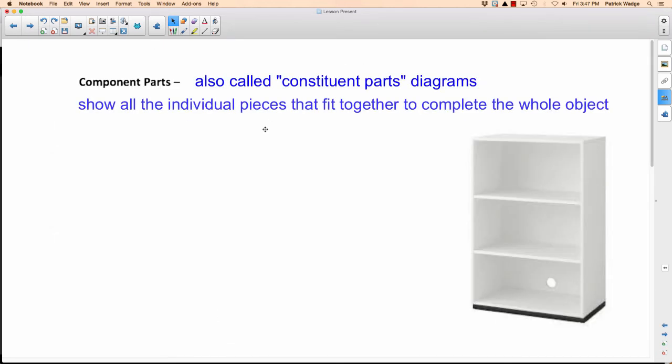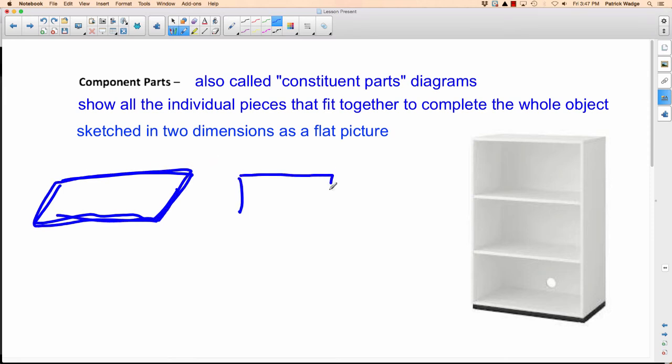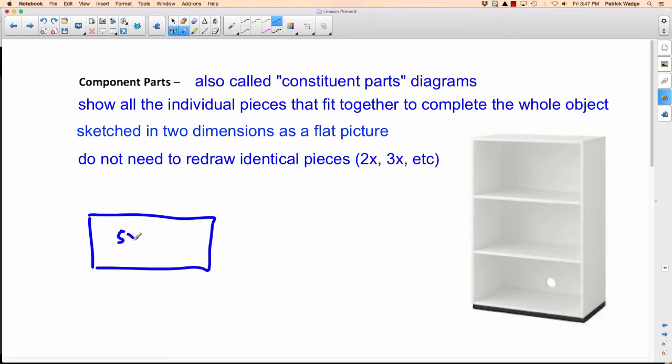Yes, that's true, but this time it's going to be sketched in 2 dimensions, a flat picture. You're not going to have those oblique views, right? Remember how we drew everything like the bottom, we drew it like this, like in an oblique manner, so it looked like it was going back a little bit. This time we're going to do flat views like this. So you do not need to redraw all the identical pieces. If there's pieces that look exactly the same, you could just draw the piece once, and let's say there were 5 of them, you could just put 5 times, or you could put out front 5 times.